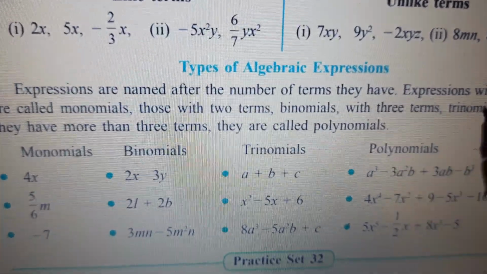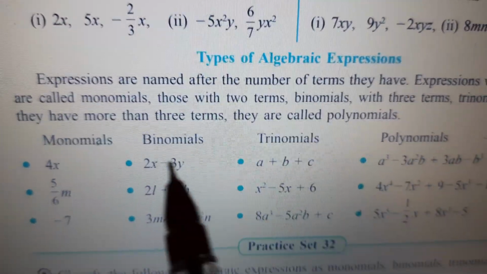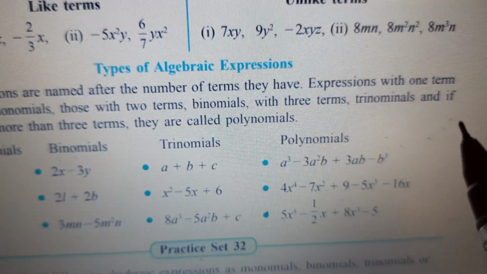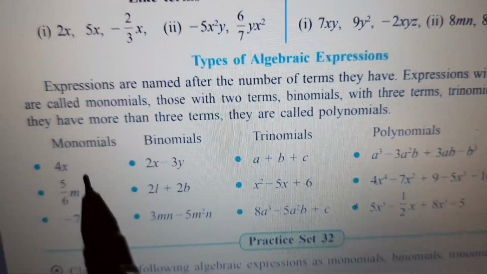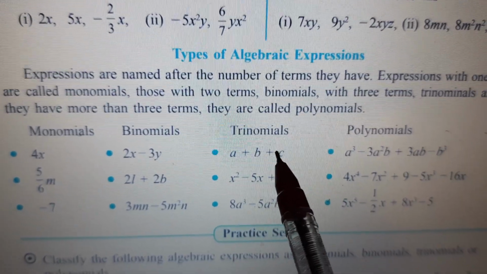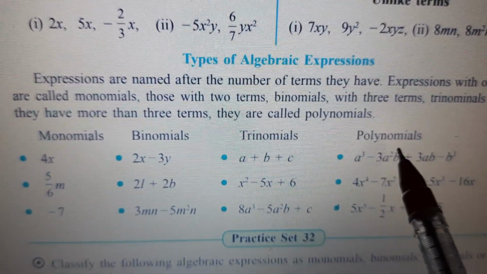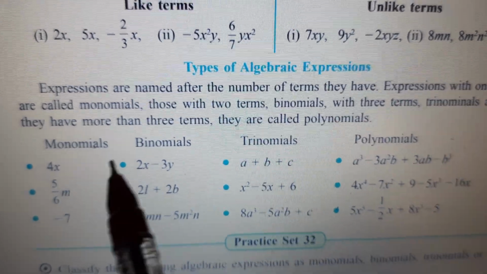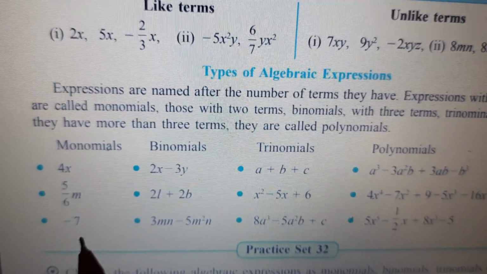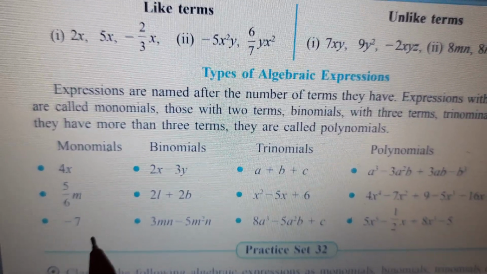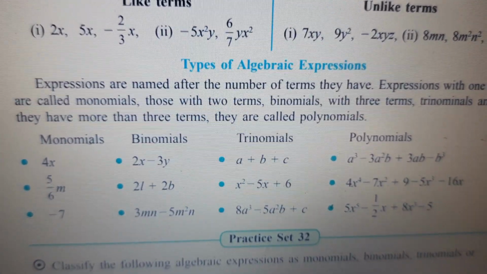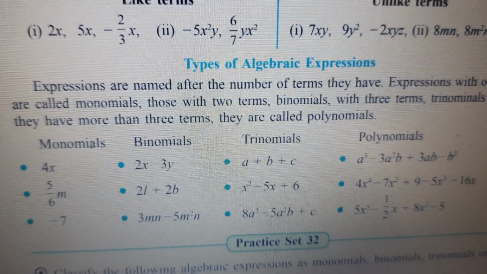Now types of algebraic expression which you have learnt in standard 6. Expressions are named after the number of terms they have. How many terms they have in an expression. So with one term we call them monomials, 2 terms binomials, 3 terms trinomials and more than 3 we call them polynomials. Okay. So monomials means only one term like 4x, 5 upon 6m, minus 7. Minus 7 does not have any variable, but even then minus 7 is a monomial, or only the letter a, x. So that is also a monomial.